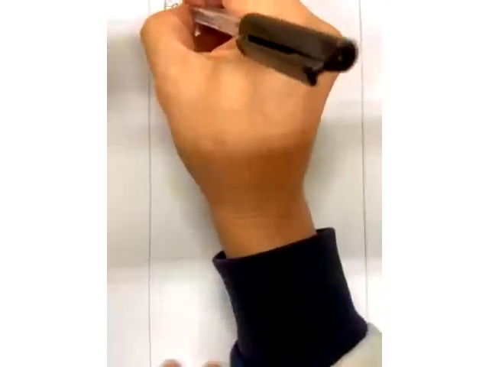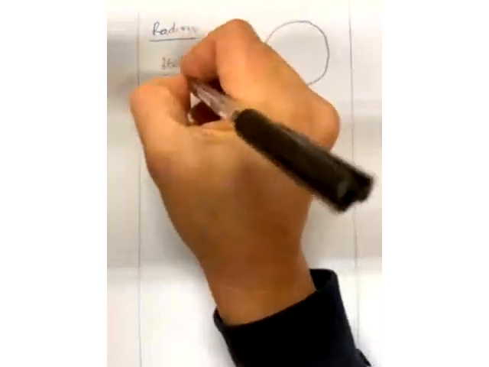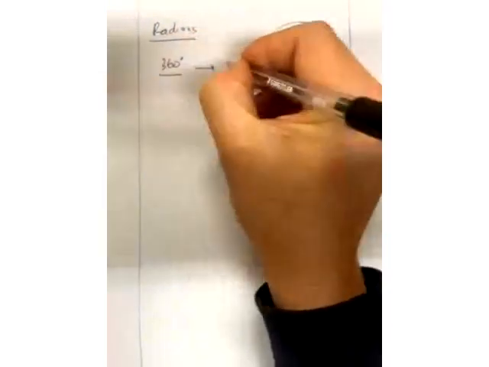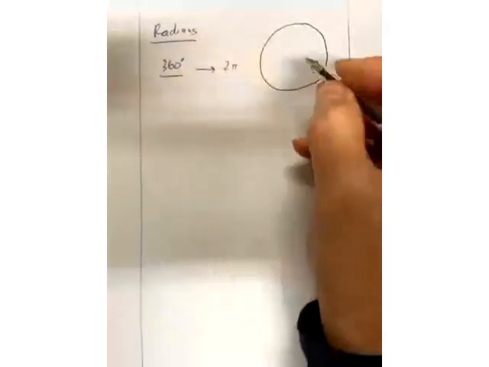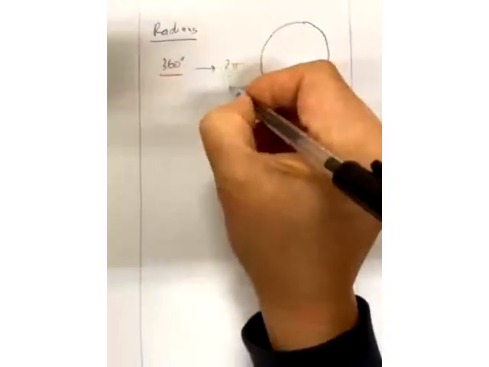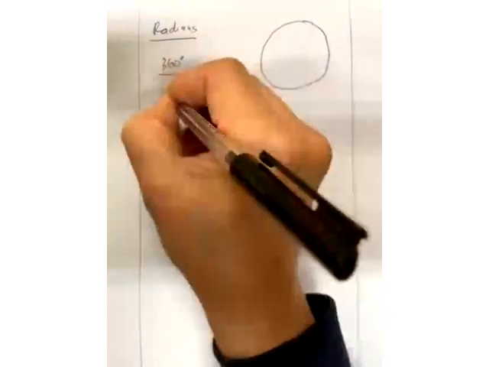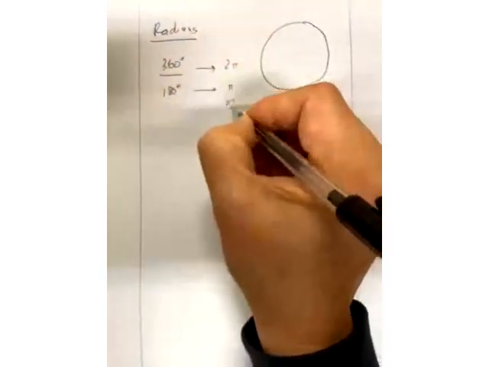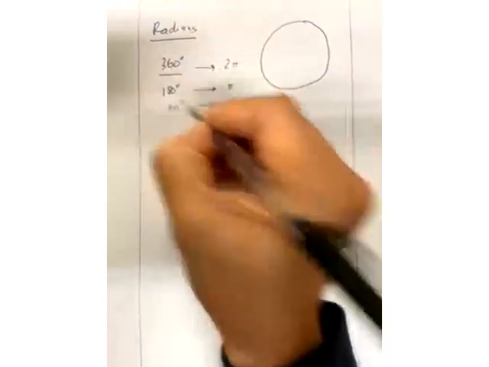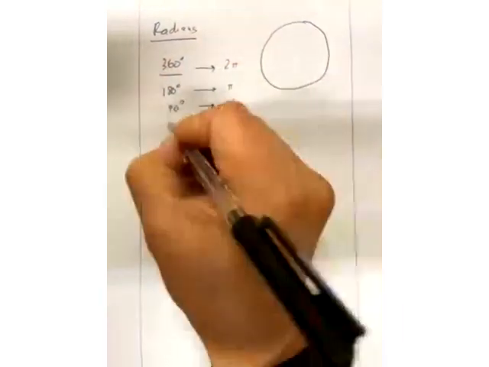Radians. Radians is just another measure of angles. But instead of measuring in degrees, you measure in radians. So the whole 360 degrees is the whole circle, but that is defined as 2 pi radians. That is all. So if you divide this in half, that will be pi, and that will be 180 degrees. You divide that in half again, that will be 90 degrees.